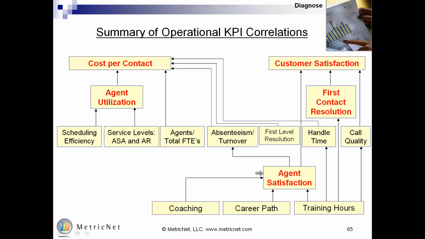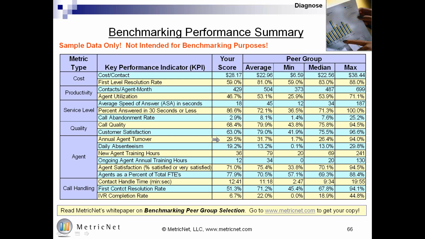If you've got a formal documented career path, and if you are providing both effective initial training as well as ongoing training, those are the 3 primary levers that you can use to manage agent job satisfaction and hence morale in the workplace. That in turn has a positive impact on customer satisfaction and is inversely correlated with absenteeism and turnover, meaning that the higher the agent satisfaction goes, the lower the absenteeism and the lower the turnover. So that brings us back to our benchmarking data.